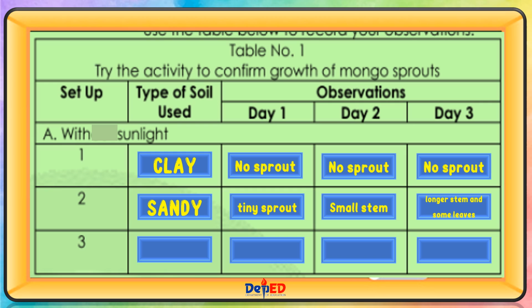With sunlight, type of soil used: loam. Observations: Day 1, tiny sprouts. Day 2, small stem and some leaves. And Day 3 is longer stem and more leaves.